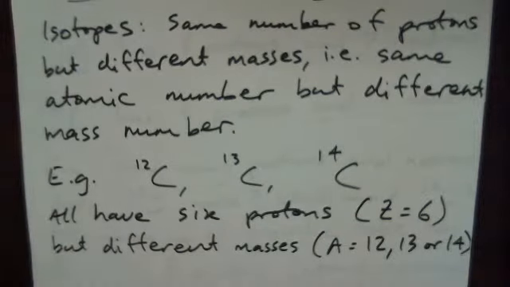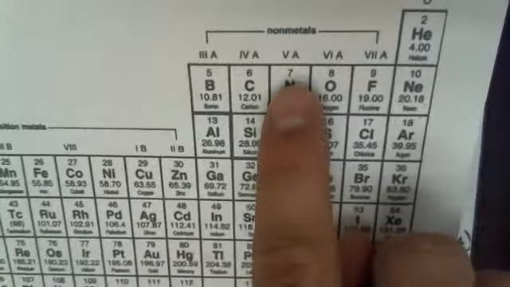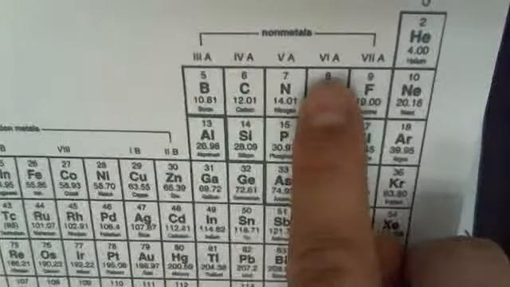Okay. If it had 7 protons, it would no longer be carbon. You would be at nitrogen, for instance. Or if it had 8 protons, it would no longer be carbon. It would be oxygen.